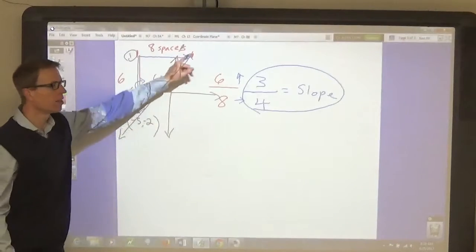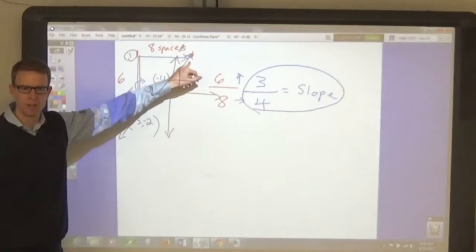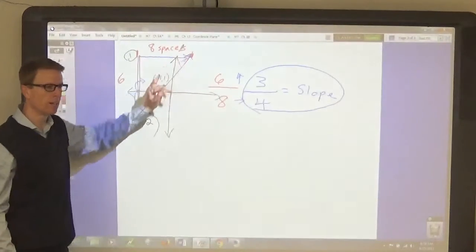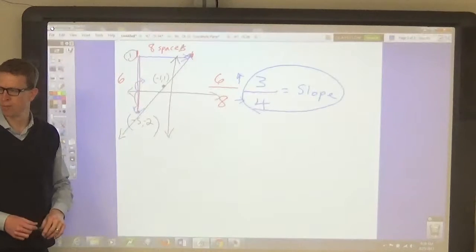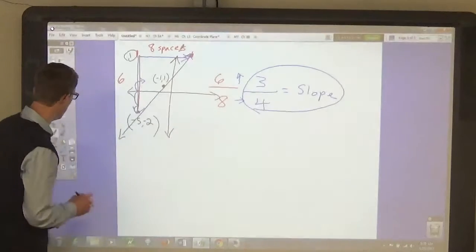If points are along the same line, they will have the same slope. Okay? Points along the same line will have the same slope. Okay? Let's go to number 2.